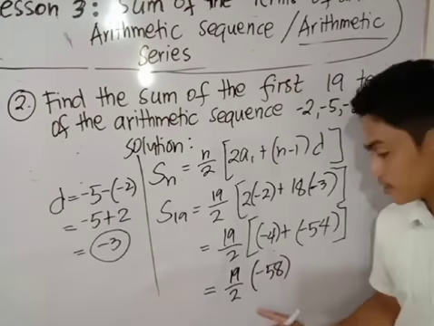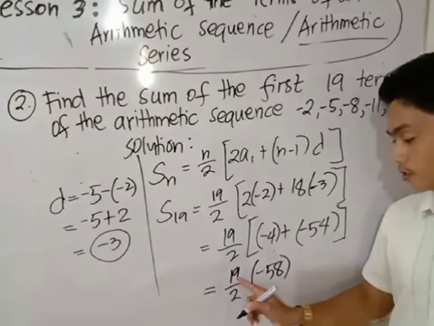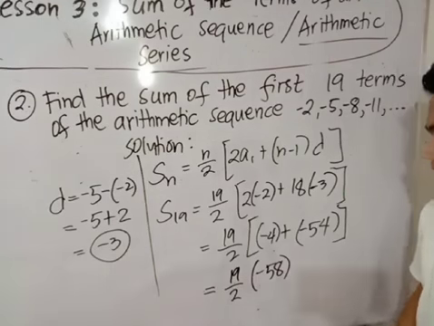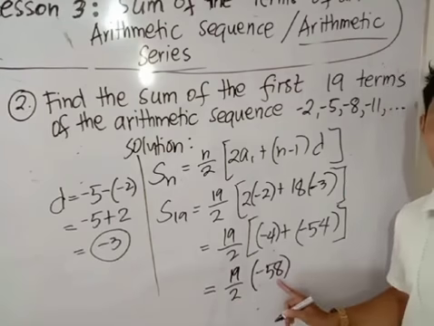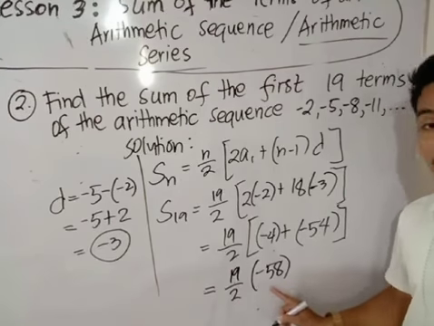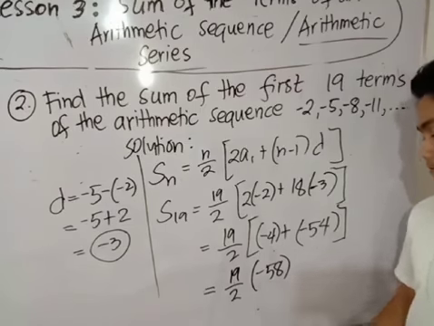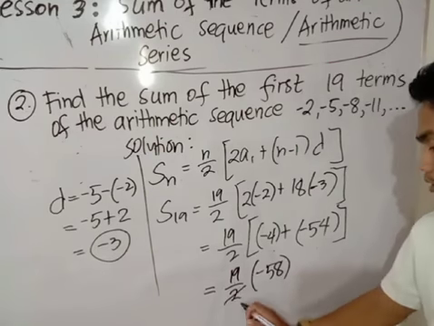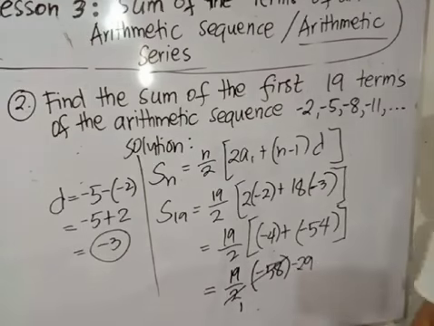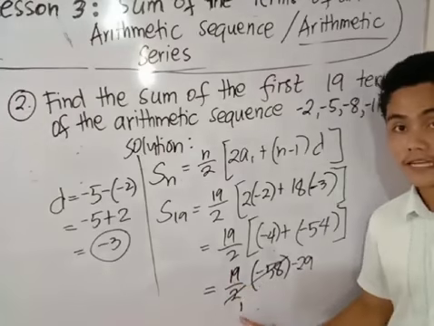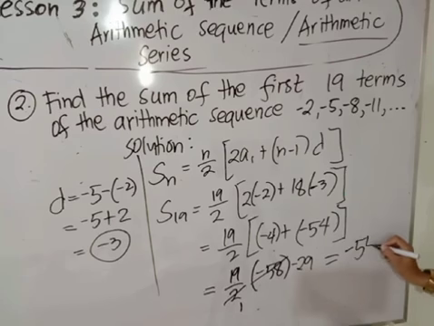From here, you may have two ways to solve this. You can multiply negative 58 by 19, and then the result will be divided by 2. Or you may have the cancellation. Why can we have the cancellation? This is the denominator and this is considered a numerator, because every whole number has an invisible denominator 1, even if it is negative. So we can do cancellation by 2. 2 divided by 2 is 1. Negative 58 divided by 2 is negative 29. What is left? 19 divided by 1 is 19. 19 times negative 29 is equal to negative 551.